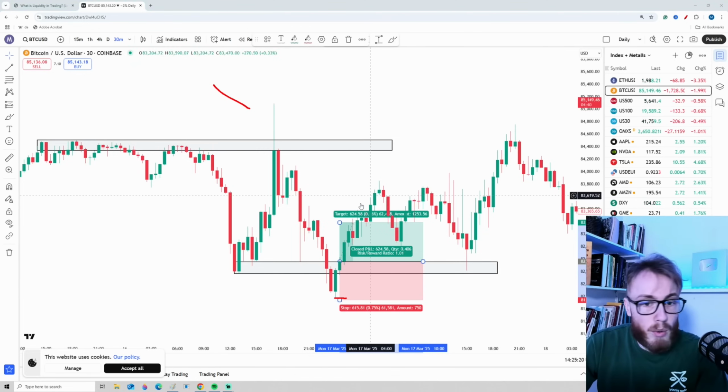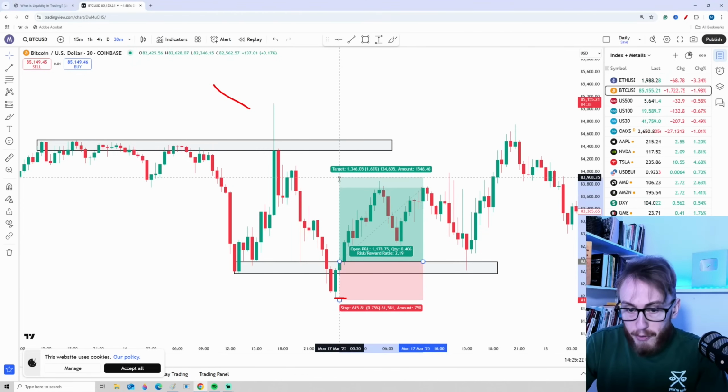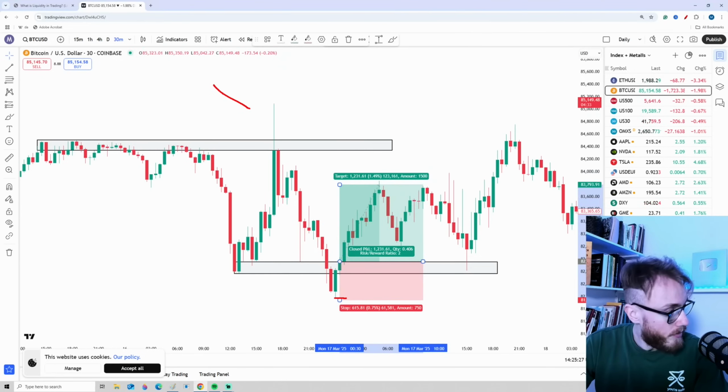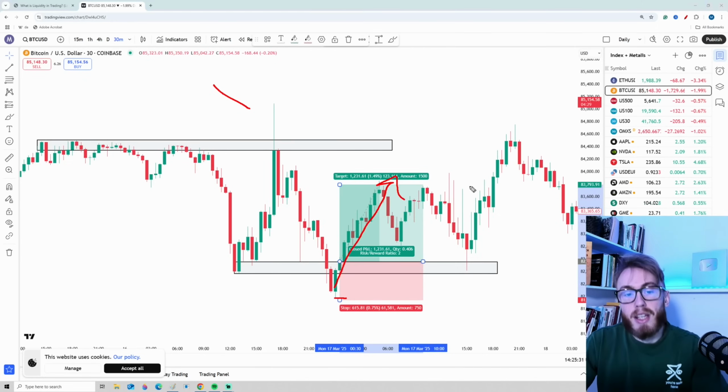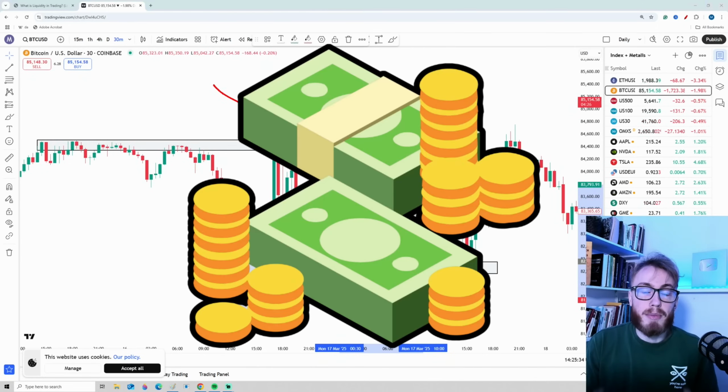I leave a little bit of wiggle room, and to keep it very simple for this video, let's just use a 2-to-1 risk to reward ratio. And as you can see, this liquidity sweep took a few candles, but we eventually locked in some nice profit.